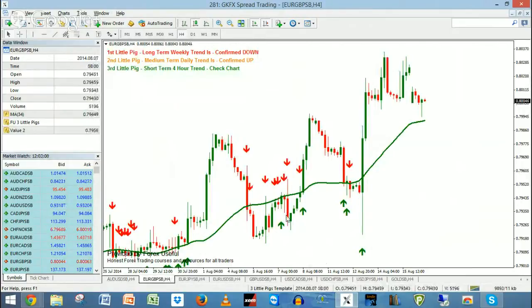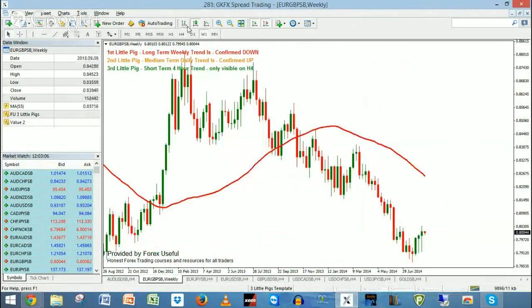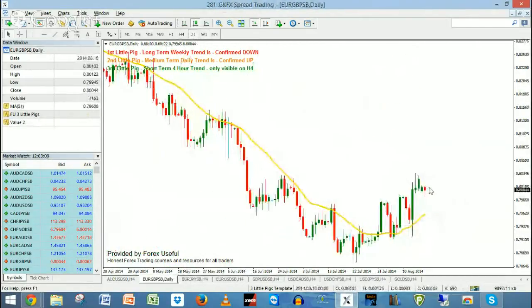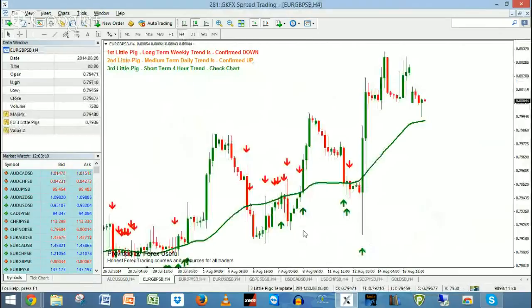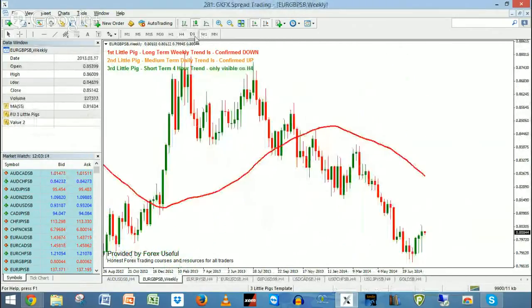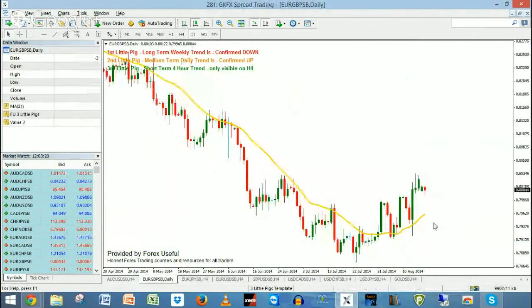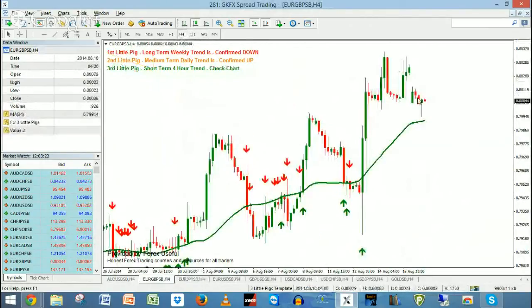Euro GBP, similar story, only we're down and up here, so the weekly's clearly down and the daily's up. Probably not really expecting much action here, the likely event being that with this weekly being so far away from the moving average, the daily will move down and then we'll get a new signal on the 4-hour chart. But it's possible that we'd get no action this week.